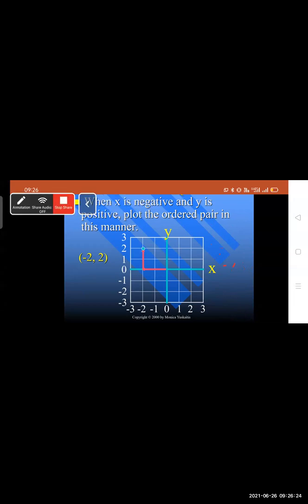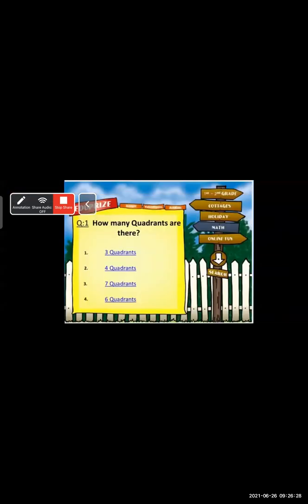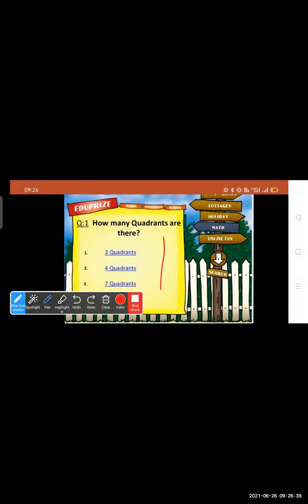So here few questions are there. We solve one by one. First question. How many quadrants are there? So it's very simple question. How many quadrants are there? So we see how many quadrants are there. So there are 4 quadrants. First, second, third, and fourth.